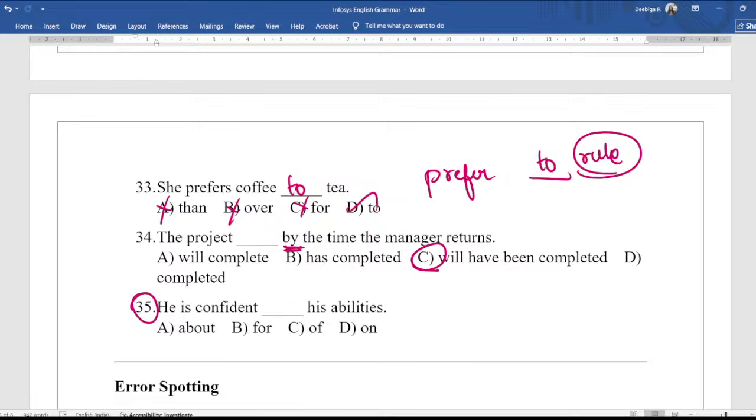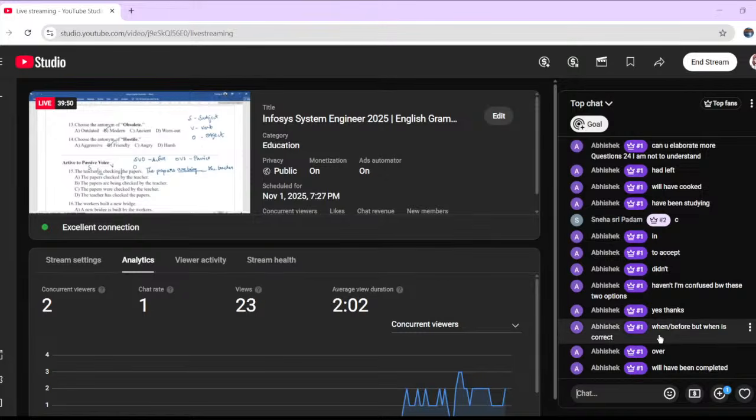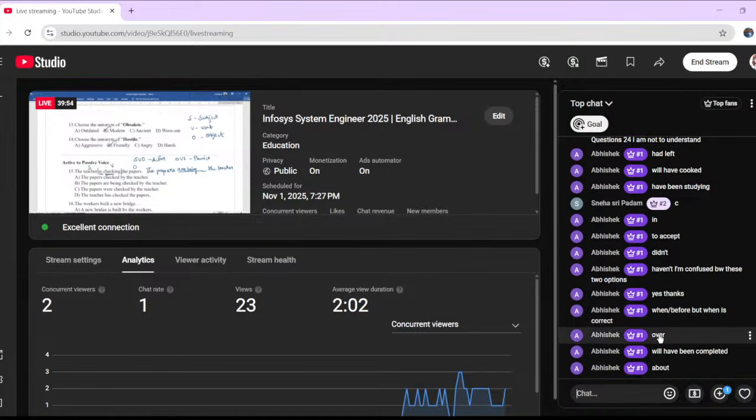Okay, let me see the live chat. Yeah, okay. When or before, but when is correct. That is true. Correct. Prefer is always followed by to. I prefer coffee to tea, not over, Abhishek. And then will have been completed, that is also correct.